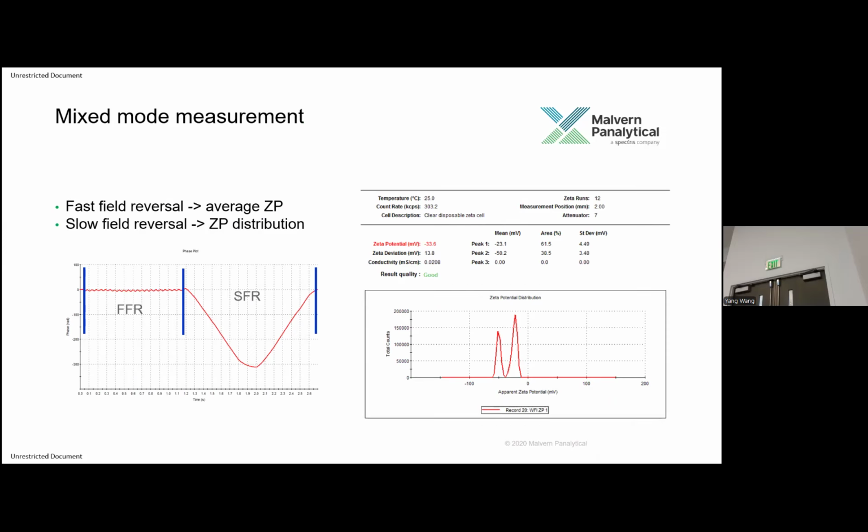You can also go back in, depending on the conductivity of your sample, and apply a slow field reversal, which will give a chance for the liquid to respond to the movement of the voltage applied. So essentially, because I'm trying to wrap this up in just a few minutes, fast field reversal will give you your overall Z potential value. Slow field reversal will give you the distribution of your Z potential.